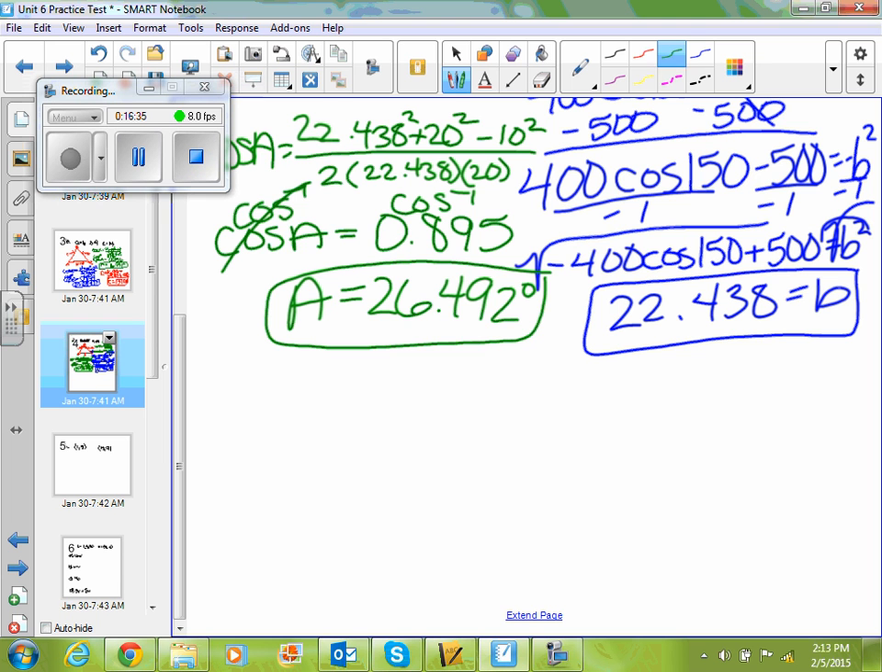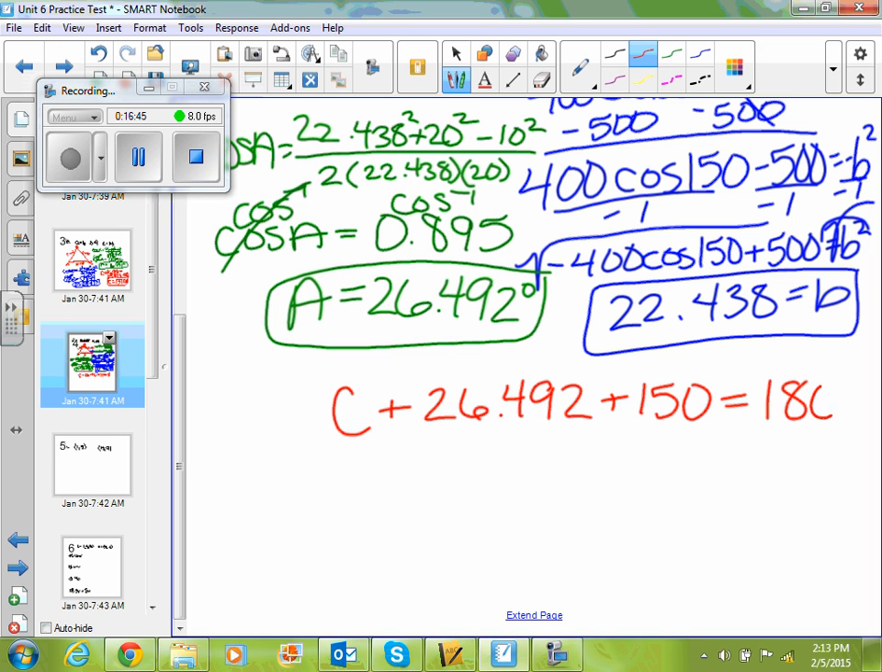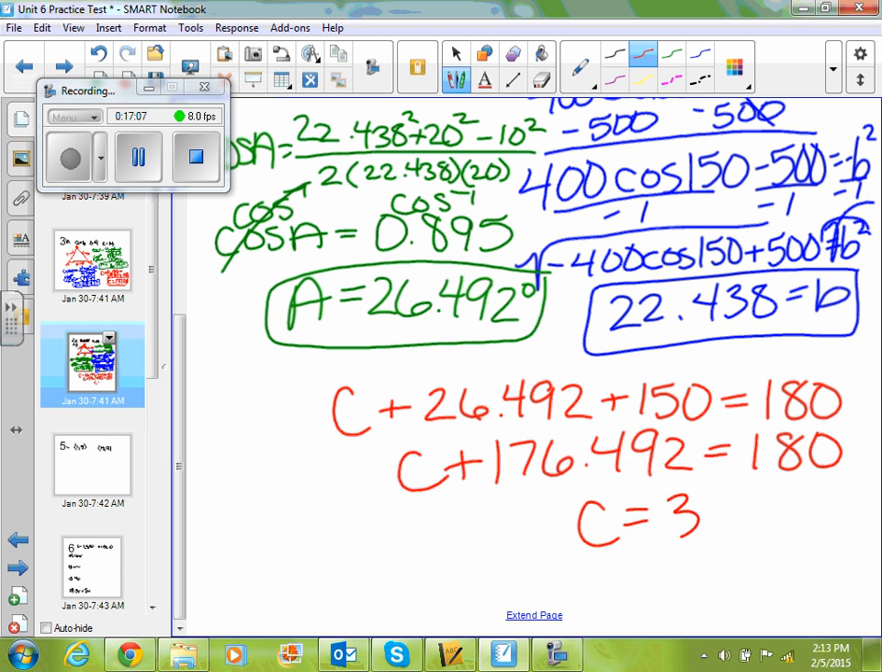And we know A then, we know B then, so we know C plus 26.492 plus 150 has to equal 180, because all angles of a triangle add up to 180. 26 plus 150 is 176.492. Which means C equals 3.538 degrees.